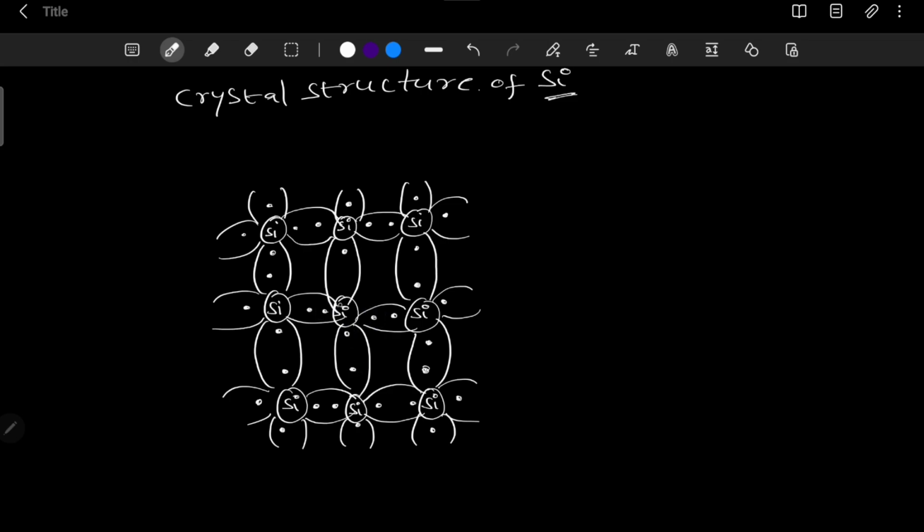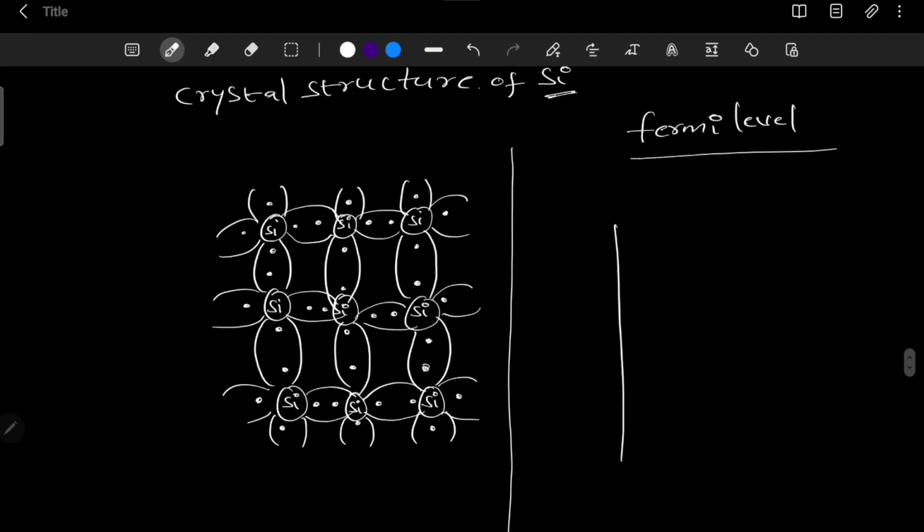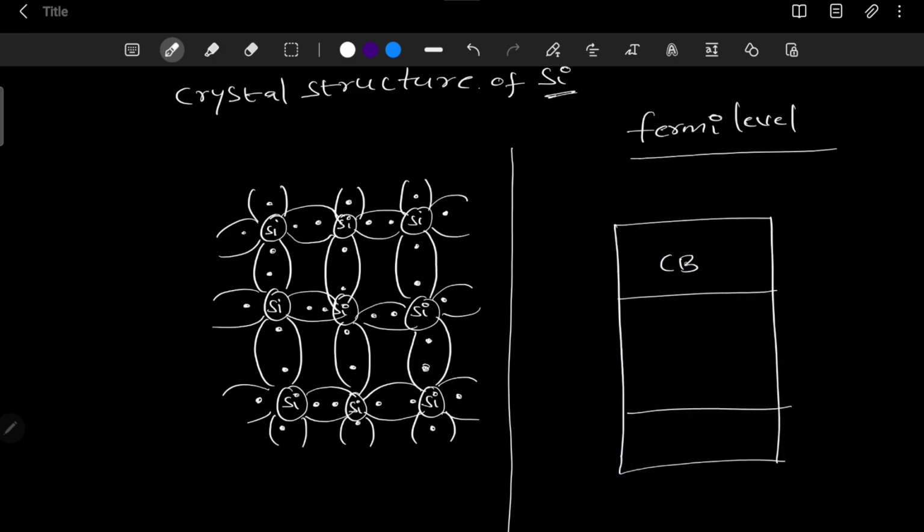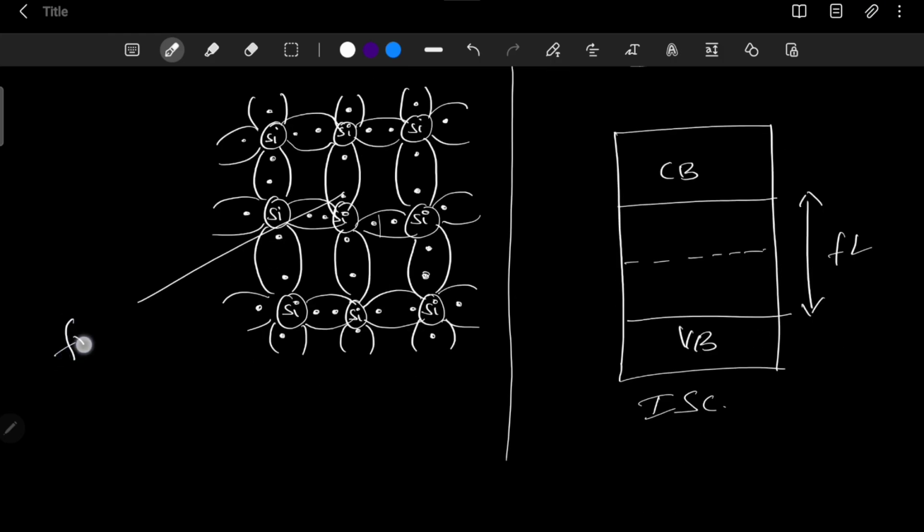Means before moving, after the breakdown of the covalent bond, free electrons will be produced. Those free electrons will move from the valency band to the conduction band. In place of free electrons, holes will be created. So the Fermi level, we know that in intrinsic semiconductors the current conduction is due to both electrons and holes. That's why this Fermi level lies in between the valency band and the conduction band. So that is a free electron.